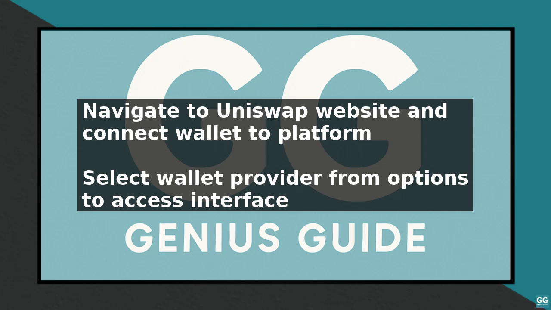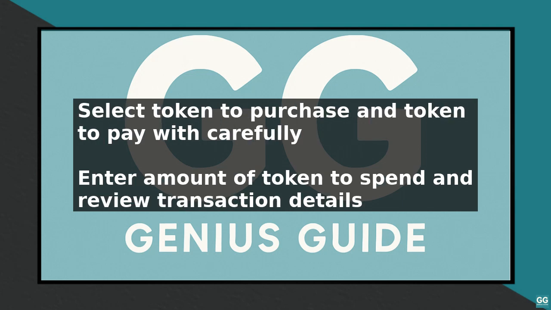Review the transaction details, including the amount you will receive, the price, and the gas fee. If everything looks correct, click the Swap button to confirm the transaction. Your wallet will then prompt you to confirm the transaction. Review the transaction details again and click Confirm to complete the transaction. The transaction will then be processed on the Ethereum blockchain and the token will be added to your wallet.